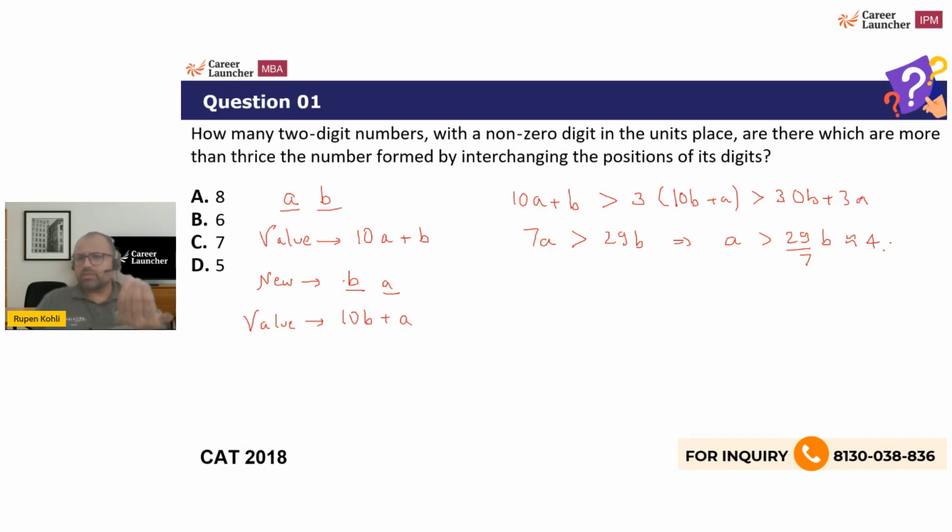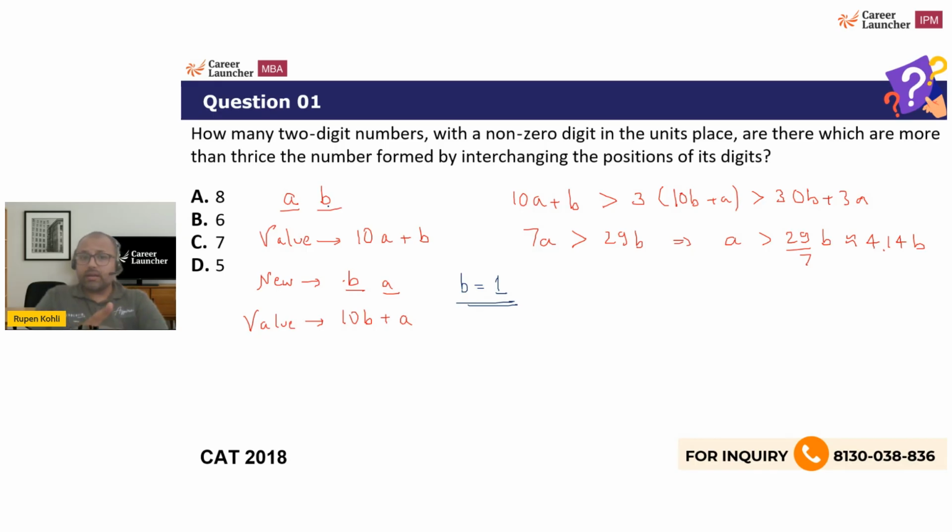1 by 7 is approximately 14.28%. So 1 by 7 is approximately 0.14. A is more than roughly around 4.14 of B. इसके बाद क्या करेंगे? What we'll do after this, obviously we'll now make the cases by substituting the values of any one of the variables. Let's say I will pick the values that B can take, starting from obviously 1 and onwards, because the question specifically said that the units place digit of the original number, B, is non-zero, because what he intends is that the number obtained by reversing the digits is also a two digit number.